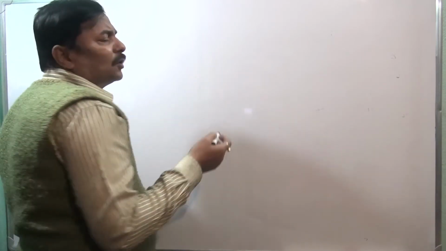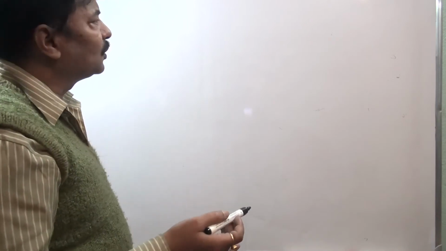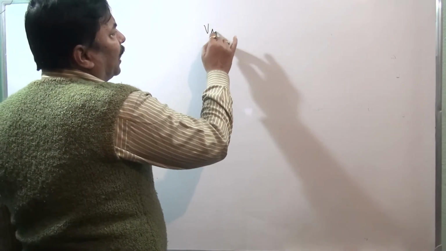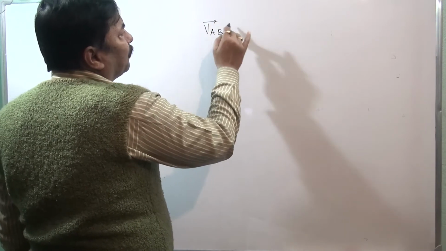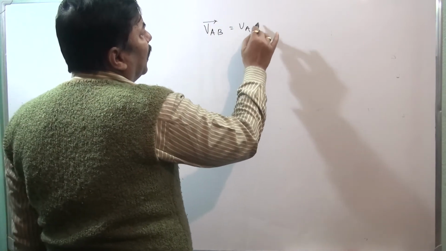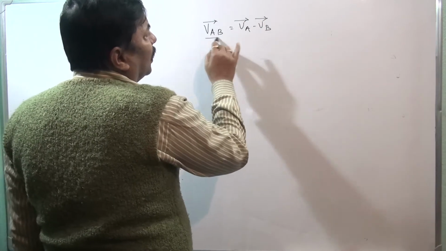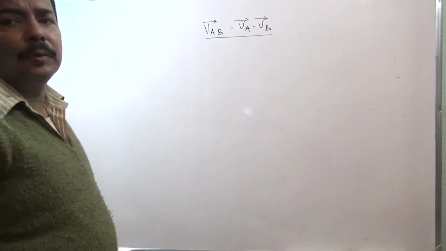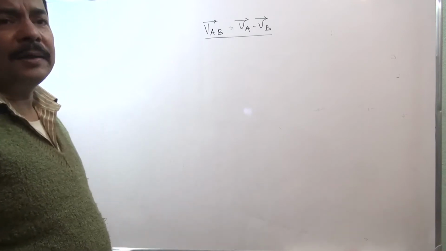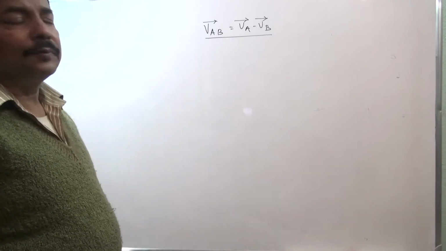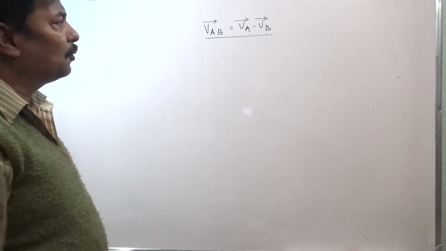Velocity problem in case of plane mirror: the concept of relative velocity should be known to you, that relative velocity of A with respect to B is equal to VA minus VB. This concept in detail will be taught to you in the mechanics section, but right now I am trying to give you the use of this formula in the case of plane mirror.